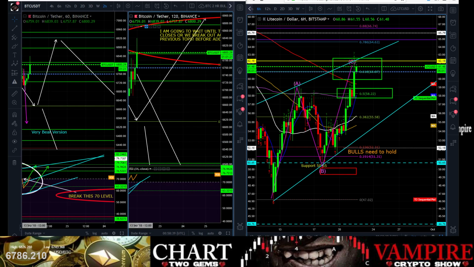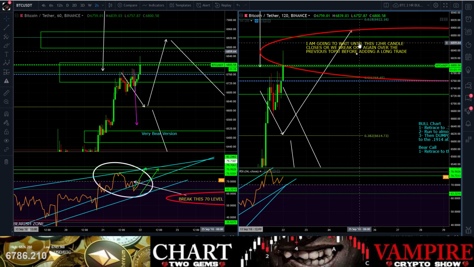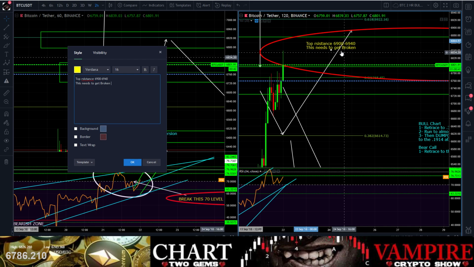And I'm just going to leave this chart right here running. So we saw that 6,900, so we've got top resistance at 6,900 to 6,940. So this needs to get broken. This needs to get broken.